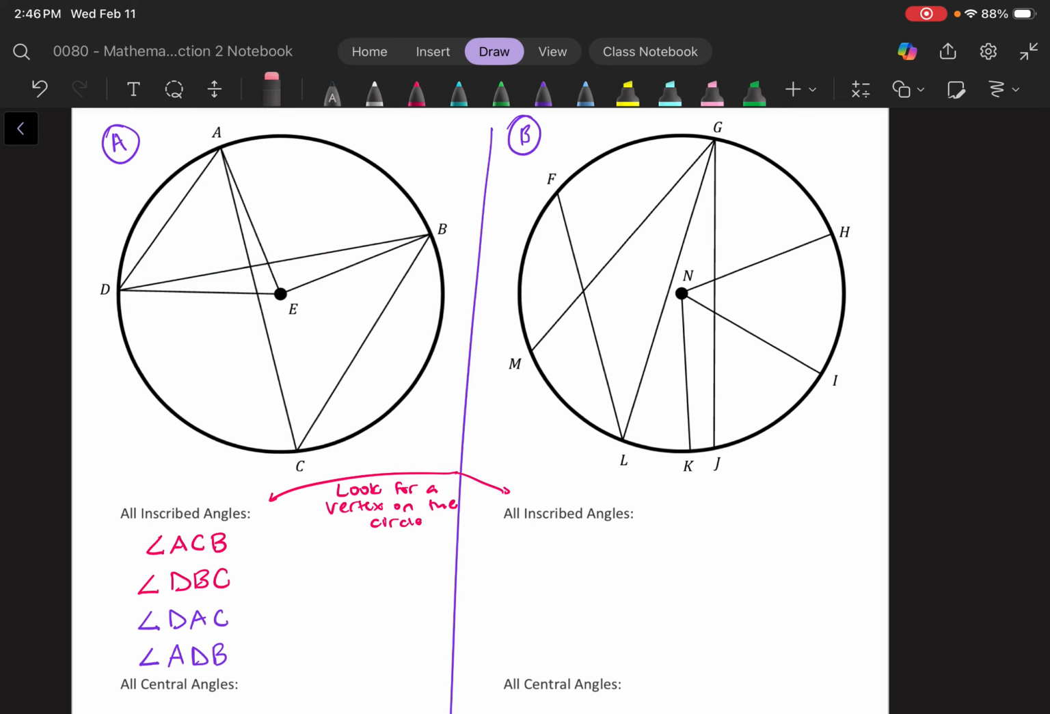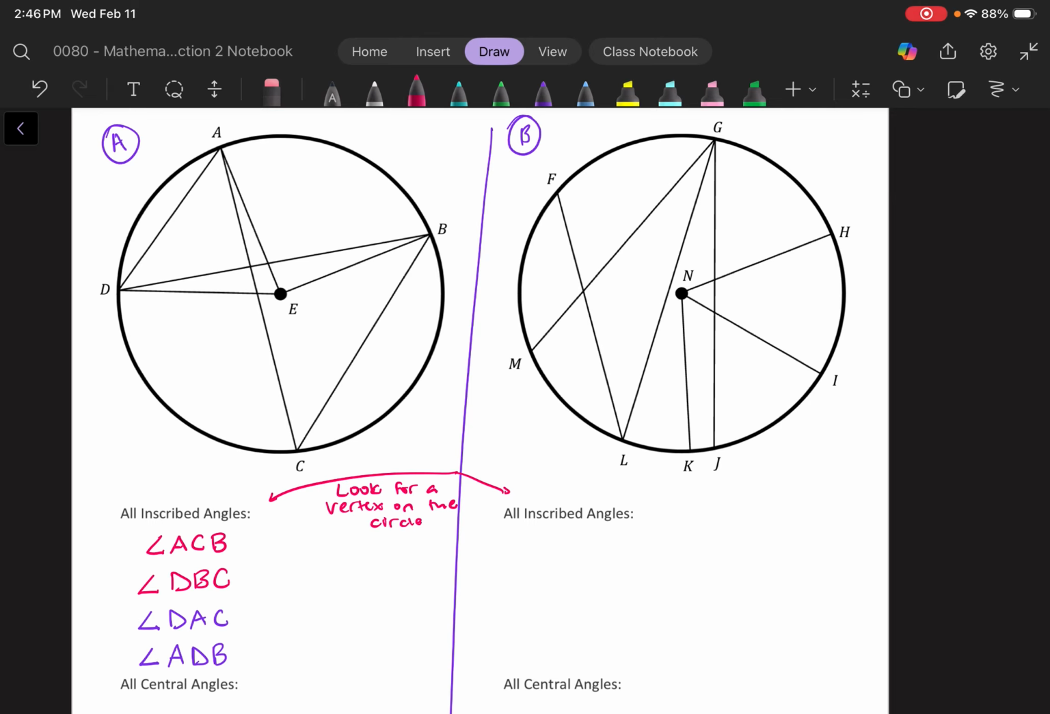Okay, before we go on to finding the central angle, I want you to pause the video and try and find all of the inscribed angles in the second diagram. And when I'm looking at that second diagram, I will let you know there are a total of 4 inscribed angles in there. I want you to see if you can find them all. Okay, give her a go.